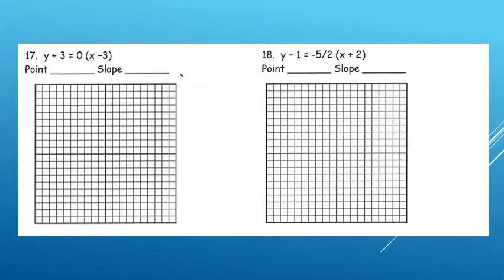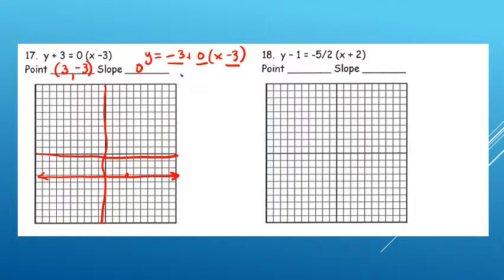So on number 17, again, I need to rewrite my equation. So I've got y equals -3 plus 0 times x minus 3. And in this case, I can pull out my point. So my point I see here, again, since it's x minus x1, my x value is actually going to be a +3, and my y value is -3. And then my slope here is actually 0. So as I graph this, I'm going to have a point here at 3, -3, so over 3, down 3. And then the slope is 0, so this is going to be a horizontal line.